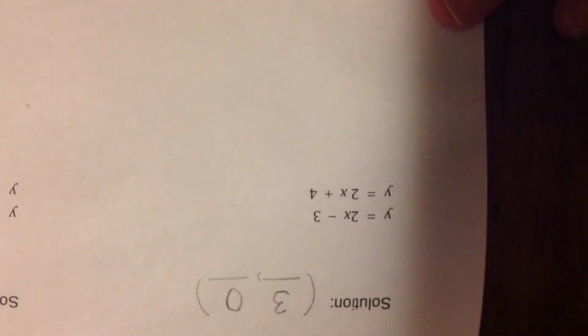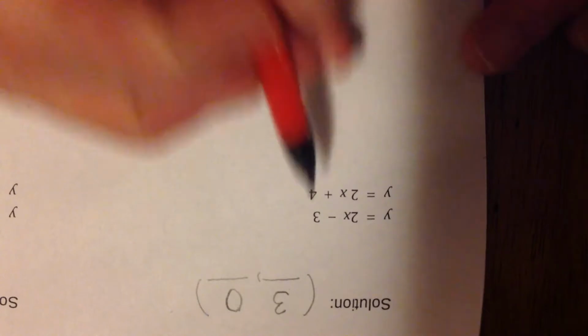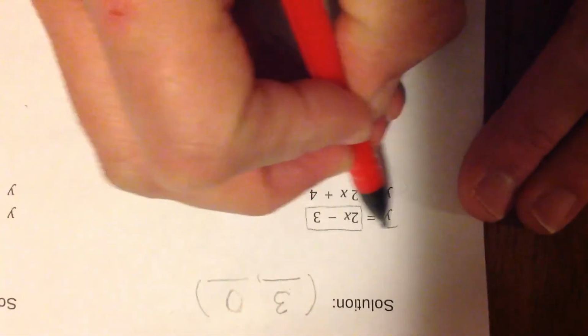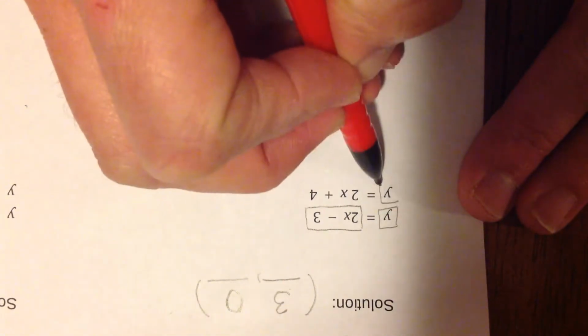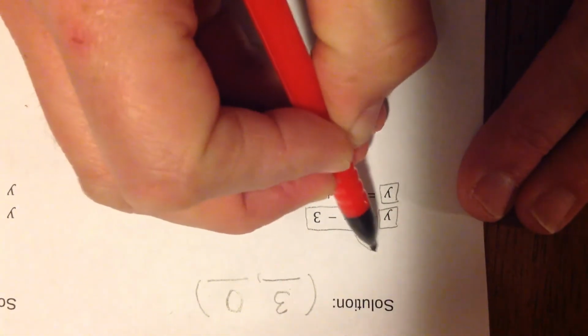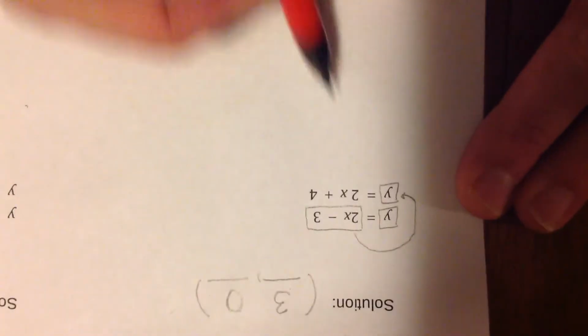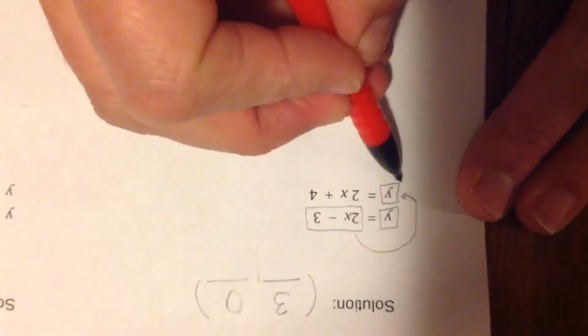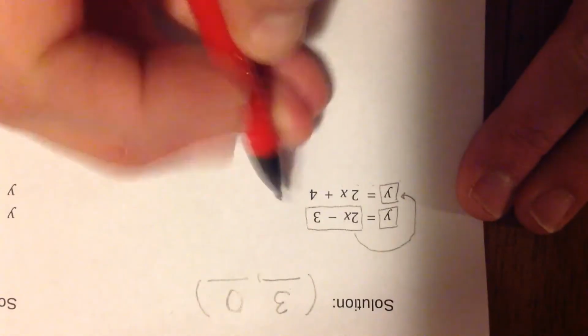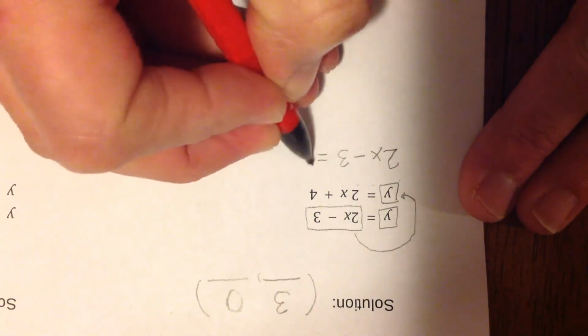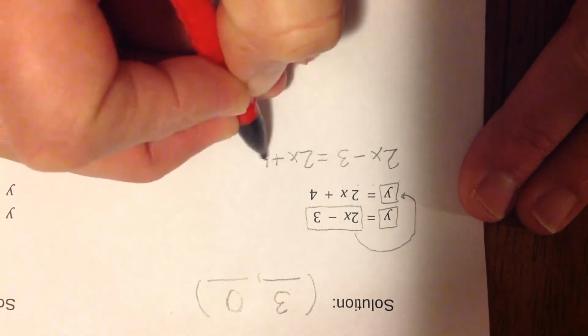My next two lines, I have y equals 2x minus 3 and y equals 2x plus 4. So again, y equals 2x minus 3. And again, this is my y, so all I'm going to do is substitute. Since this equals y, I'm just going to substitute 2x minus 3 down here for this y. So I'll say 2x minus 3 in place of this y equals 2x plus 4. So let's write that down. 2x minus 3 equals 2x plus 4.